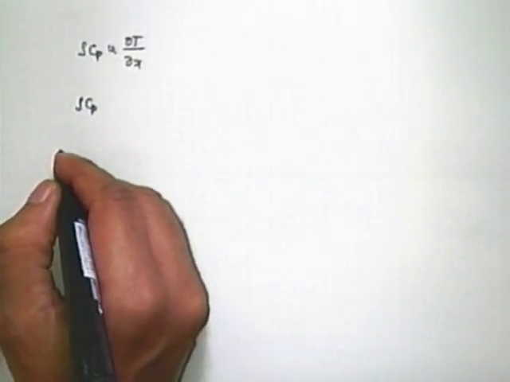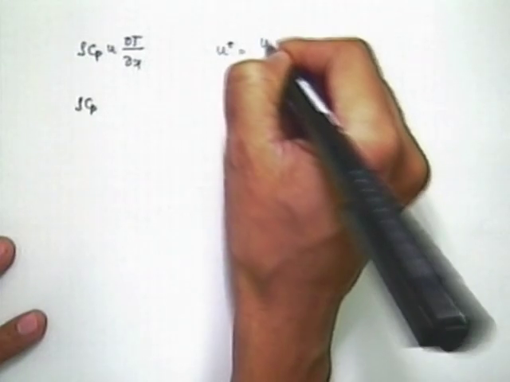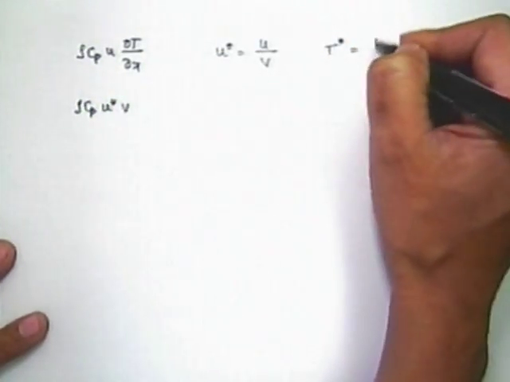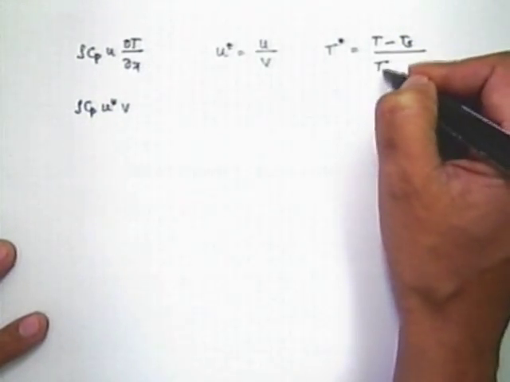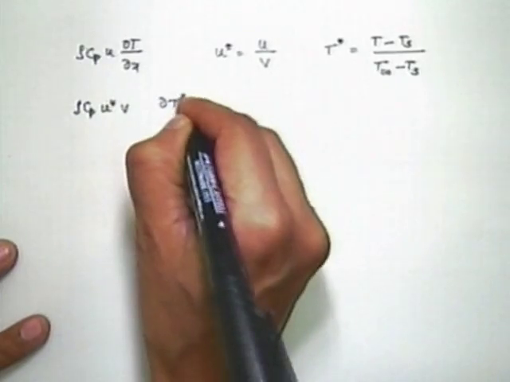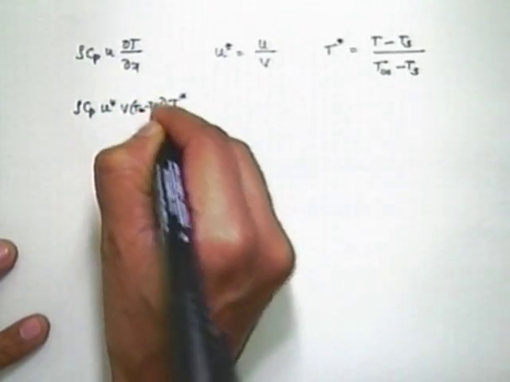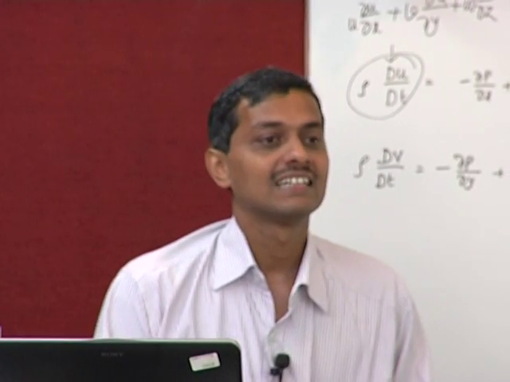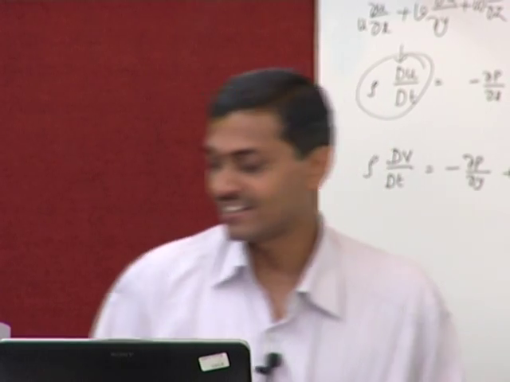What should I replace u with? U star equal to u by V. So u will be replaced by u star into V. Similarly, T star was T minus Ts upon T infinity minus Ts. So what will del T by del x be? It will be del T star into T infinity minus Ts upon del x star into L. Is that okay? Like that I have done for each and every term.